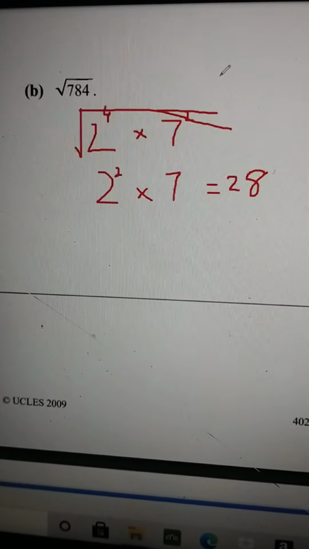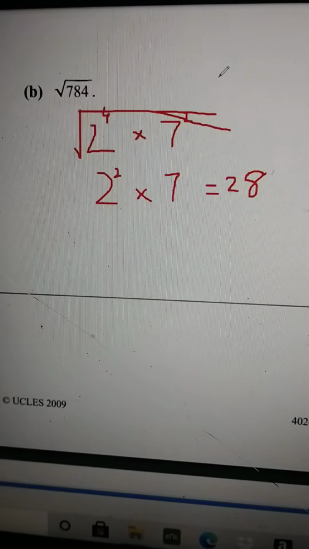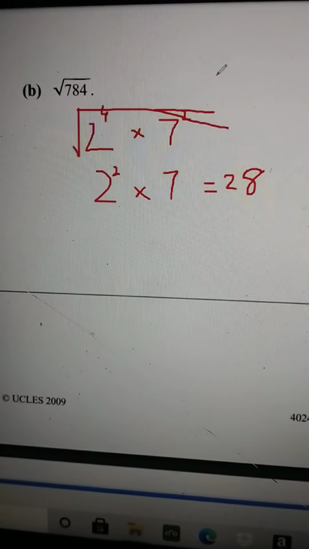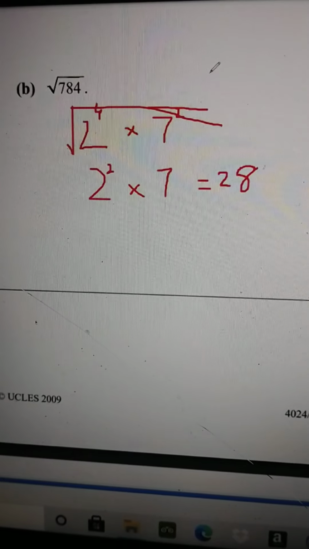If there is a cube root given, then we take 3 similar numbers and make one pair, and that pair is going to come out.